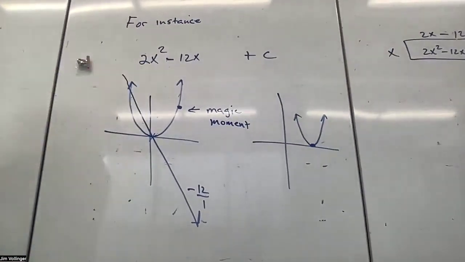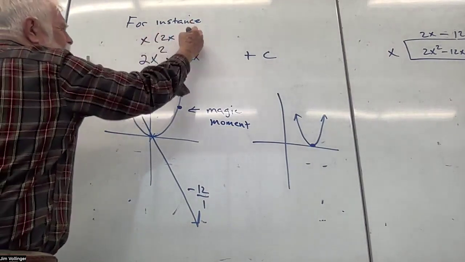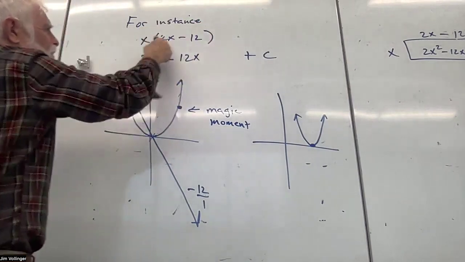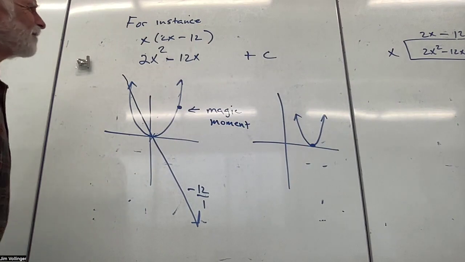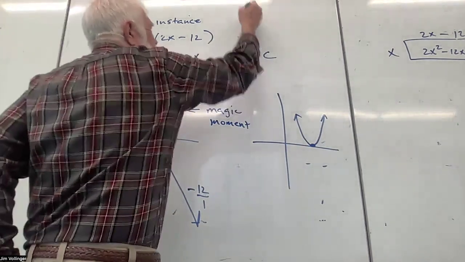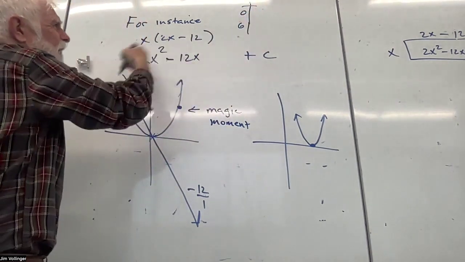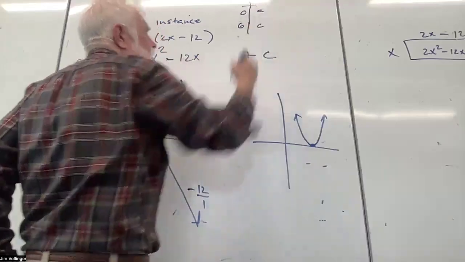Well, let's actually multiply this. Let's just take an x out. X times 2x minus 12. That's 2x squared minus 12x. That's good. Now, I see some very interesting values here. I see 0 and 6. That's no area. So I think I'm going to get C.